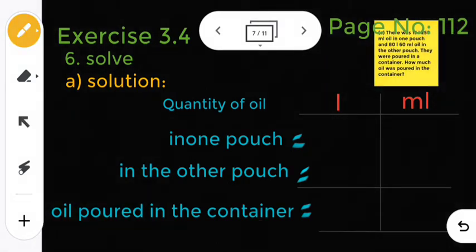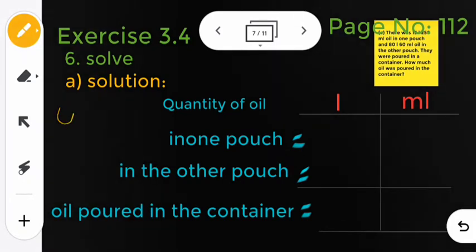Listen here. Suppose this is the pouch, and here is the pouch. So here also oil is here, and here also oil is here, and here is a big container. Now these two are poured here. Now when you pour both, how much oil will be here? That is the thing they are asking here.